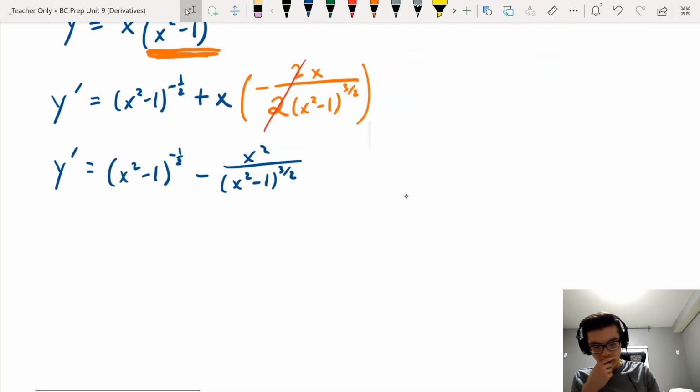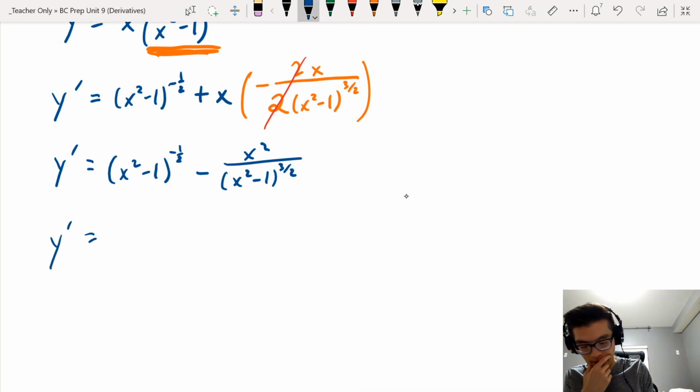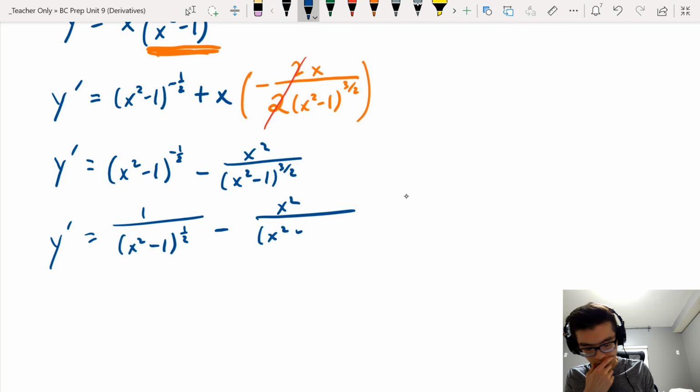Okay, so from that point, what we can do is we can convert. I'm going to convert the first one so that's a positive exponent. I prefer that right now because here's what we're going to see here. We're going to have x squared minus 1 to the 1 half minus x squared over x squared minus 1 to the 3 halves. Okay.